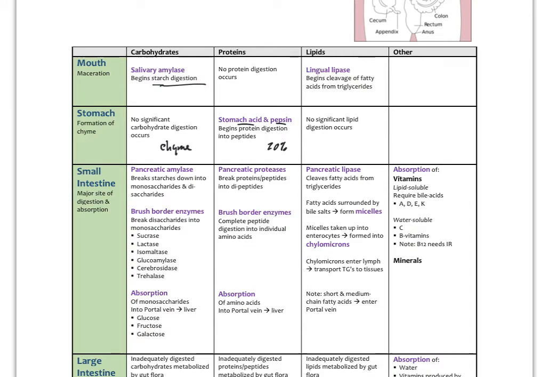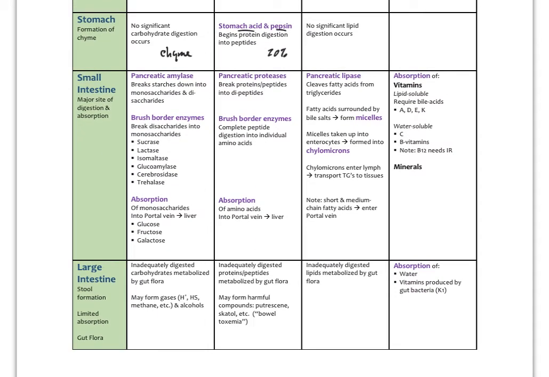In the small intestine, this is where our primary digestion occurs. Regarding carbohydrates, we have pancreatic amylase, which further breaks down the starches into monosaccharides and disaccharides. And then the final step of breaking disaccharides into their individual monosaccharides happens at the brush border. Remember, the brush border enzymes are found in the microvilli in the intestinal enterocytes, the epithelium lining the intestines. We have enzymes like sucrase and lactase and isomaltase, which break down the various types of disaccharides into monosaccharides.